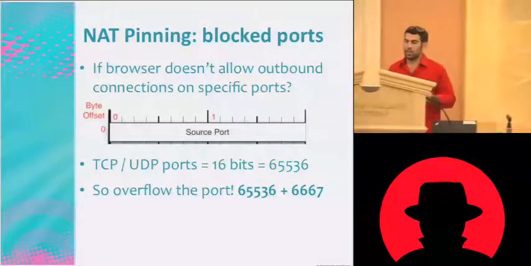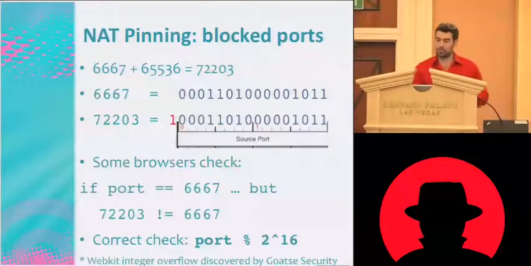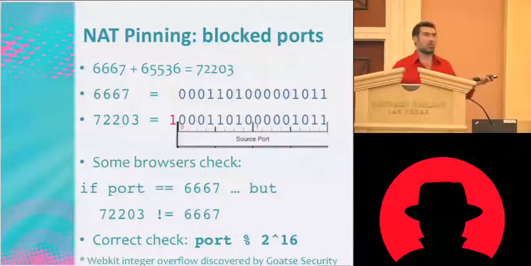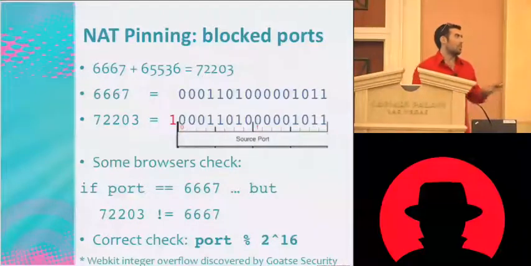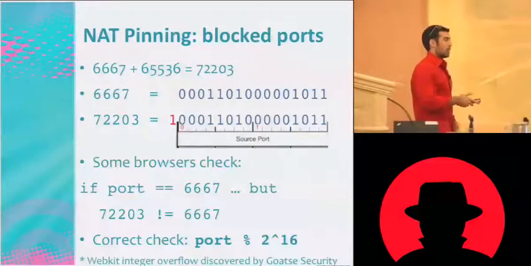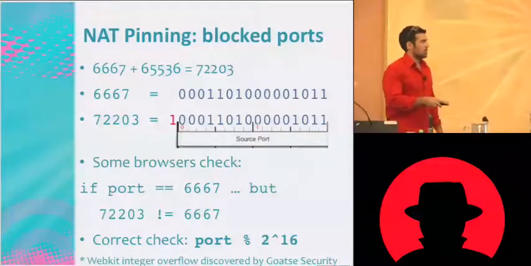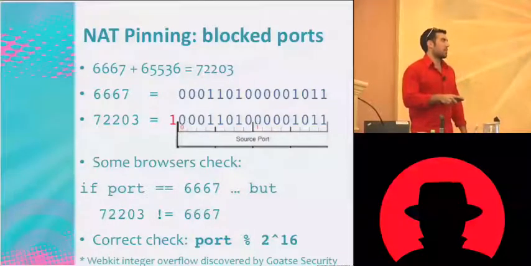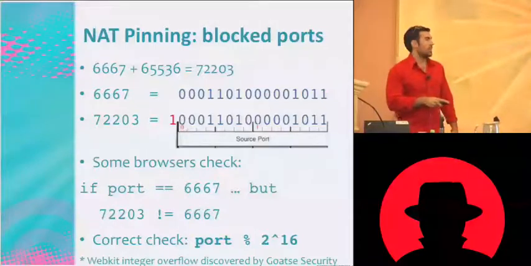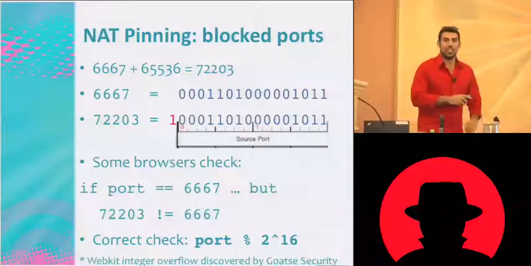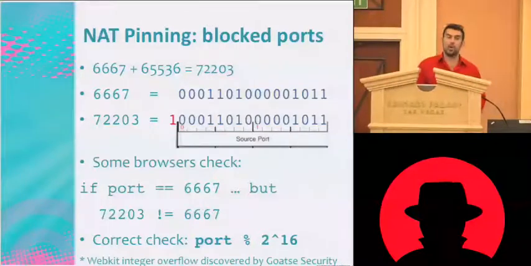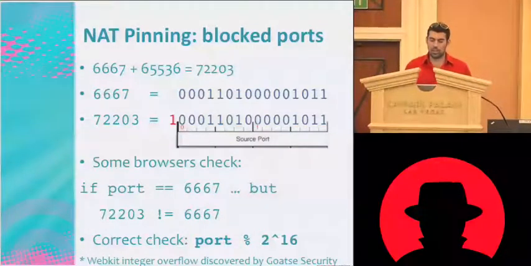Well, the great guys at Goatsy figured out that you can do something pretty cool. You can overflow the integer and just add 65,536 to it, add one extra bit. When it hits the browser code in WebKit, for example, it checks, does the port equal 6667? No, it doesn't, because it's this big number. But by the time it gets to the IP stack, it gets overflown to your 32 bits, and it gets back to 6667, just ignoring that whole block. At this point, I believe it's fixed in all WebKit browsers, but for a time it was an issue. I'm not sure if it's still around.